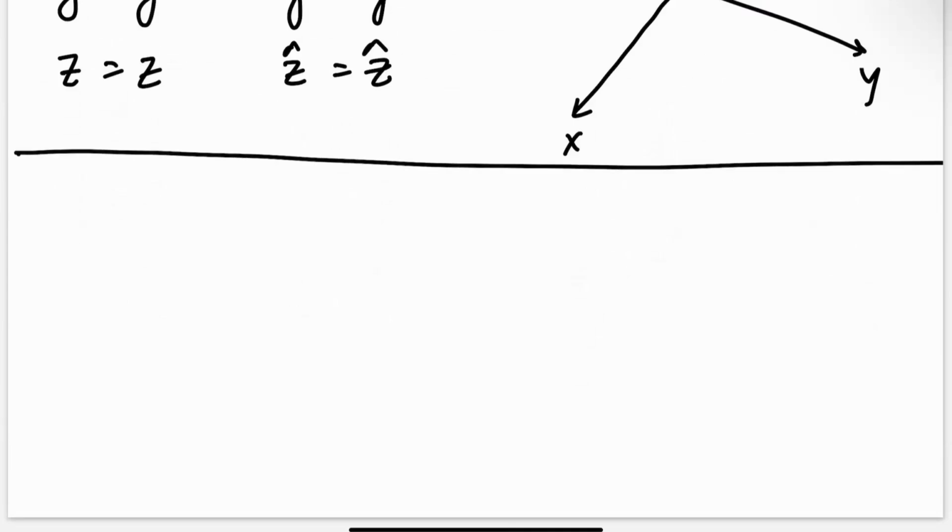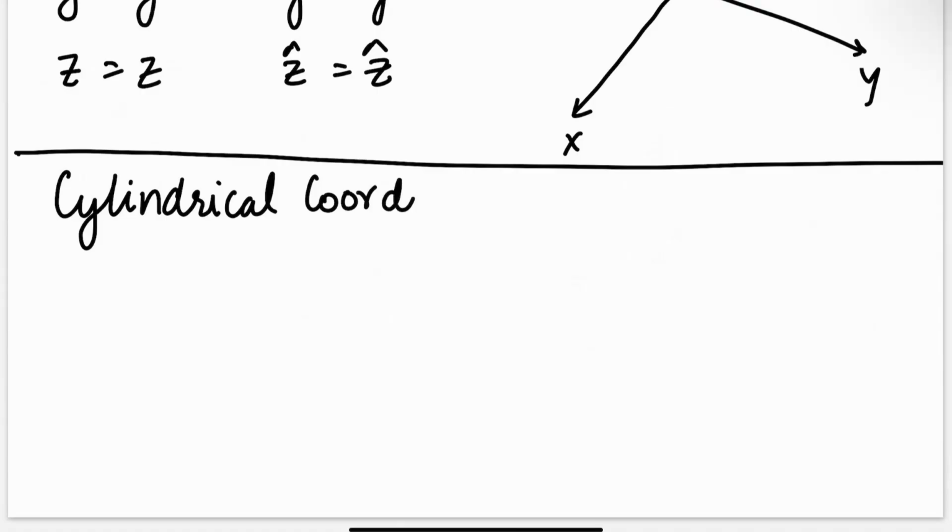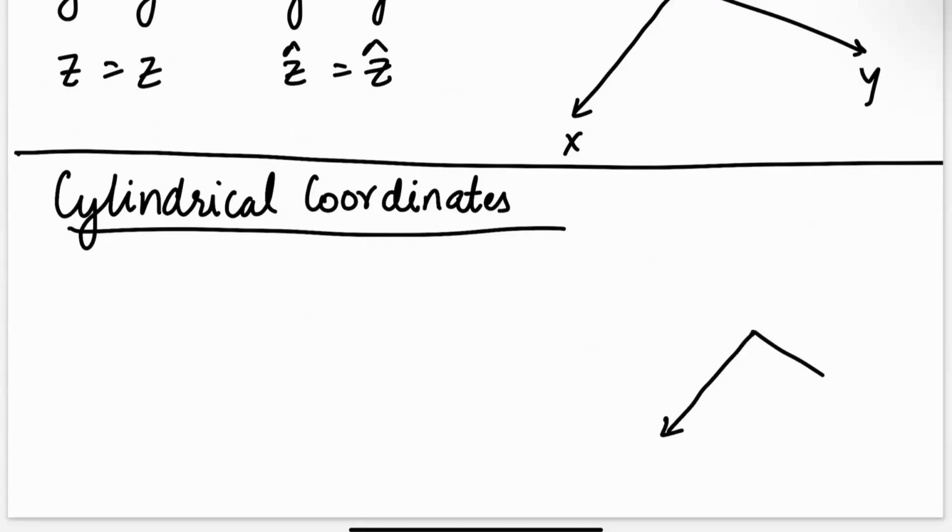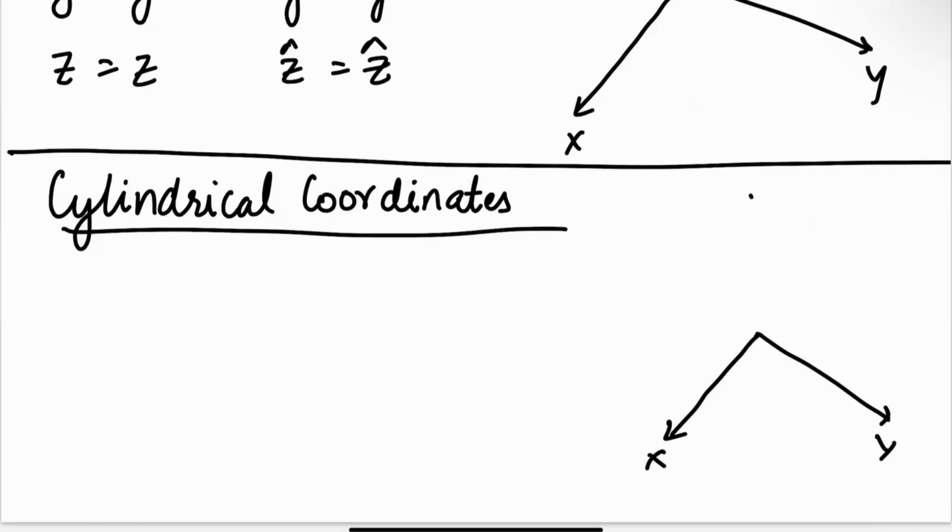Very simple. Next coordinate system is cylindrical coordinates. So what are these? So this looks something like this. So you have basically, we'll use our Cartesian coordinates as kind of a reference.